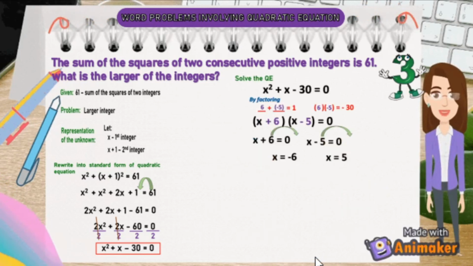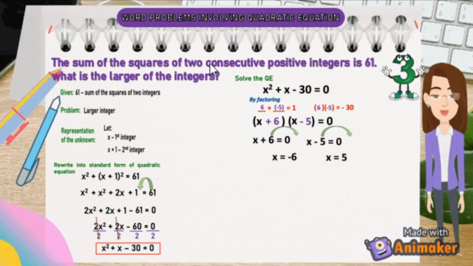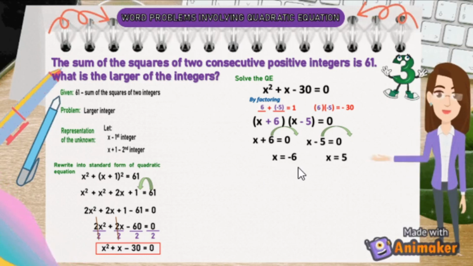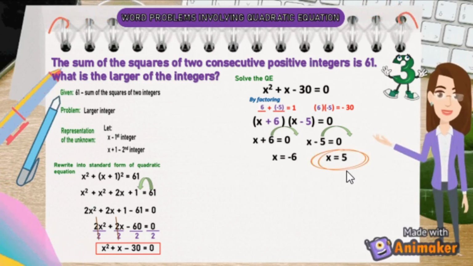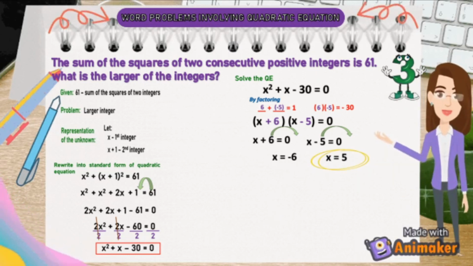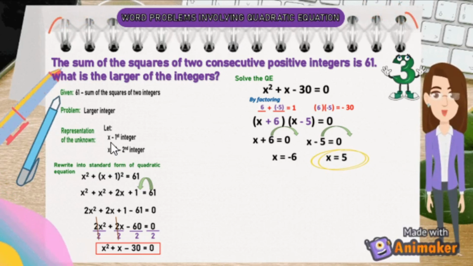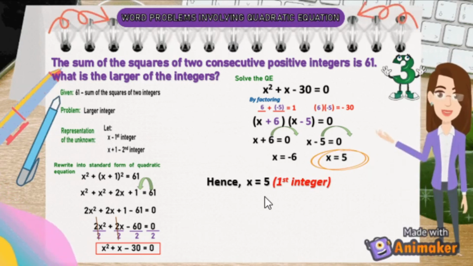Which one now will satisfy our given problem? Since the problem says positive integer, therefore, negative 6 is not a solution in our problem since it is negative. So therefore, x is equal to 5 is our solution since it is positive. We said earlier that x is our first integer. So therefore, our first integer is 5.